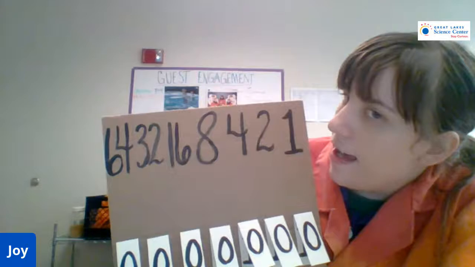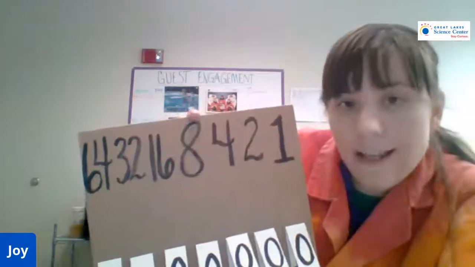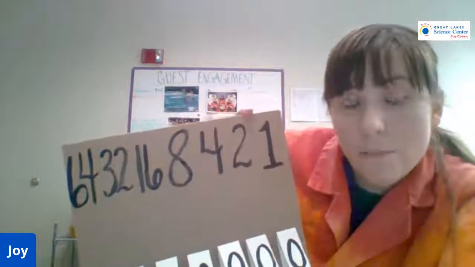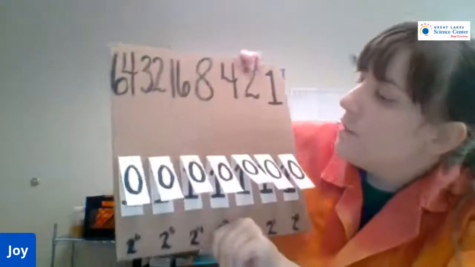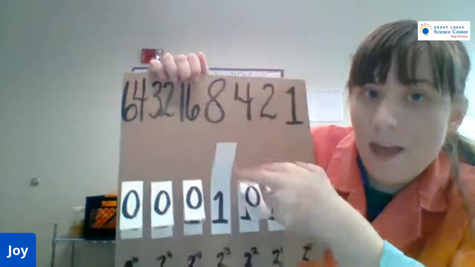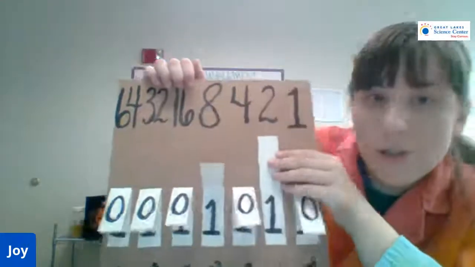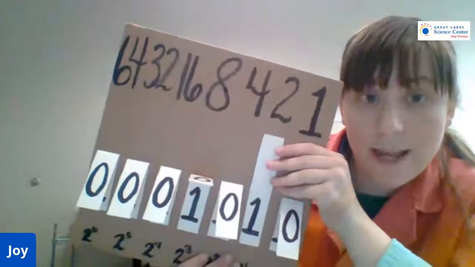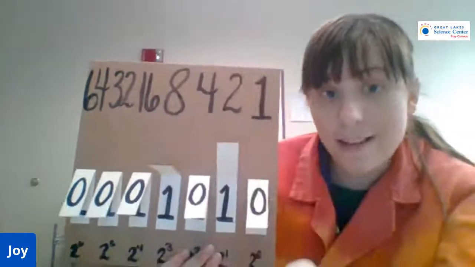Let's see, I have an 8, and then 10 minus 8 is 2, both of which are powers of 2. So I'm going to turn on my signal to 8, and I'm going to turn on my signal to 2. So I have 8 and 2 that you can add together to make 10. Exactly, Nathan, 8 plus 2.